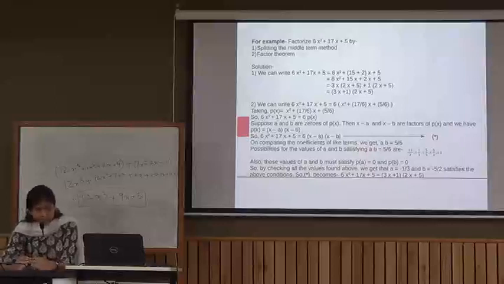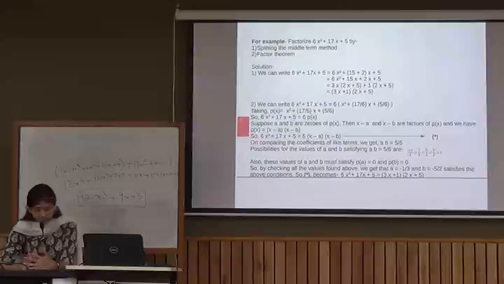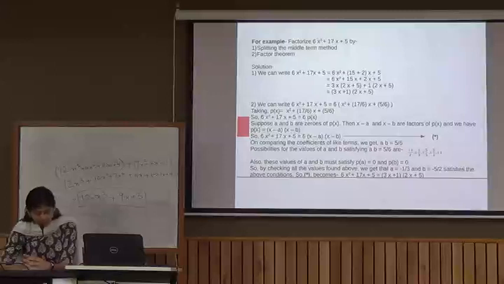Now, using factor theorem, which becomes the method 2 for factorization of polynomials, suppose p(x) is equal to x squared plus 17 by 6 x plus 5 by 6. And therefore, the original polynomial, that is 6x squared plus 17x plus 5 is equal to 6 into p(x).